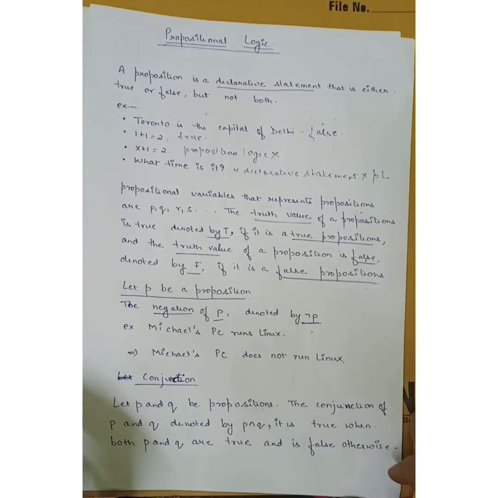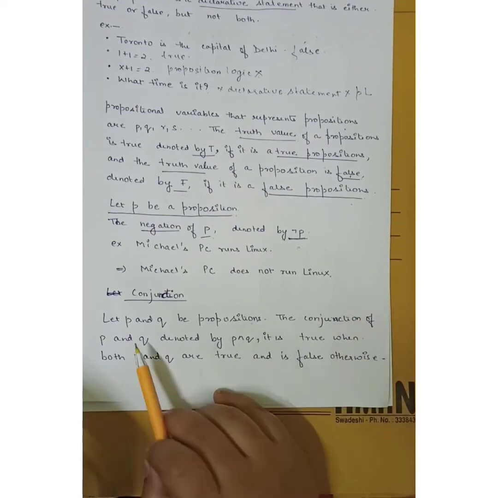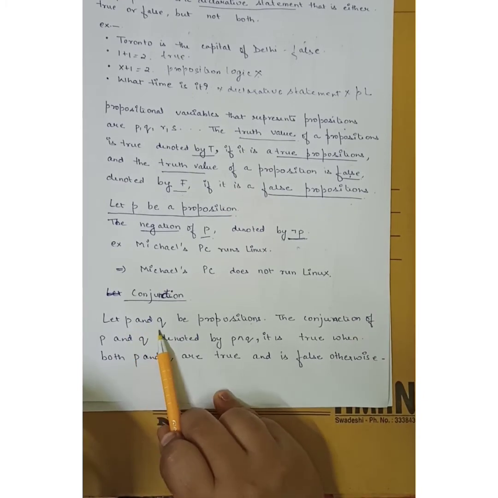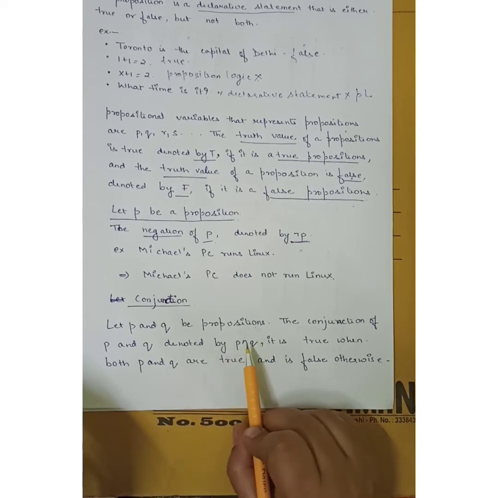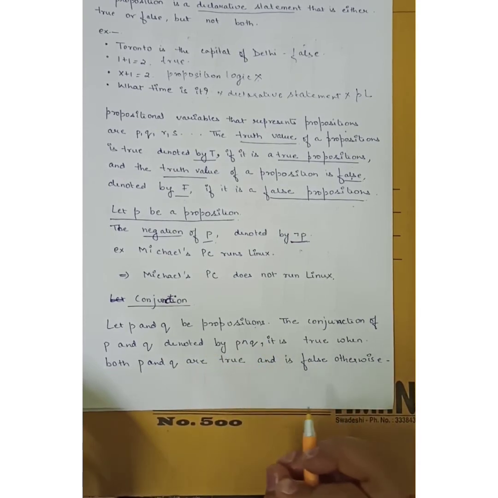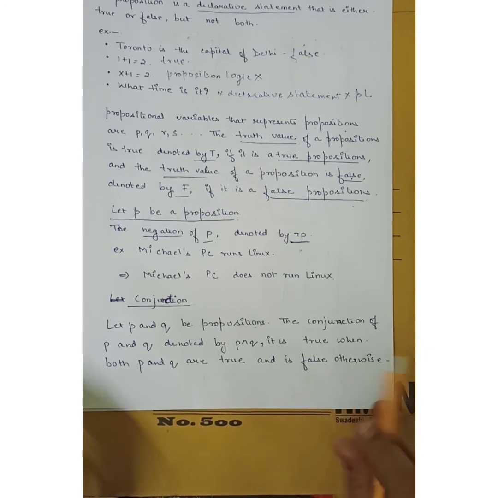And again we have another operation of propositional logic, which is conjunction. Conjunction: let P and Q be propositions. The conjunction of P and Q is denoted P ∧ Q. Both propositions have to be true, otherwise it is false. It is true when both P and Q are true and is false otherwise.